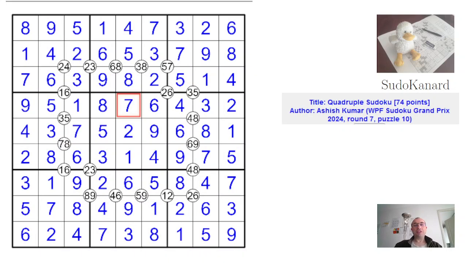So it was really a difficult puzzle, and I think the 74 points were undervalued. This is my opinion. But yes, it was a spectacular puzzle by Ashish Kumar.